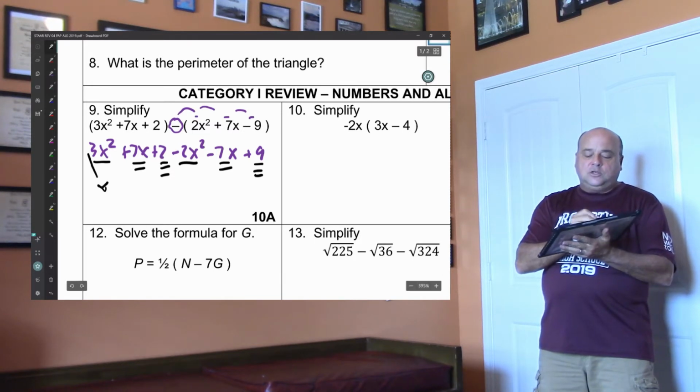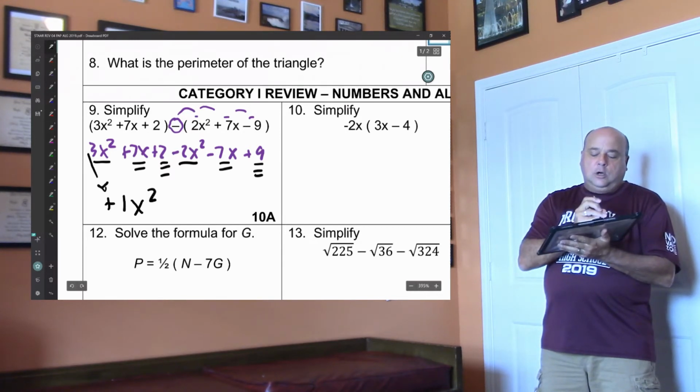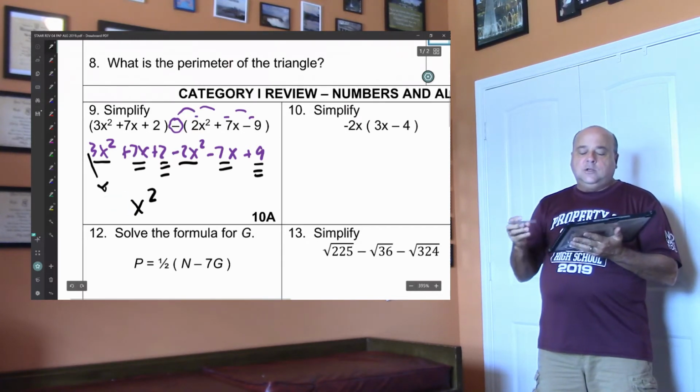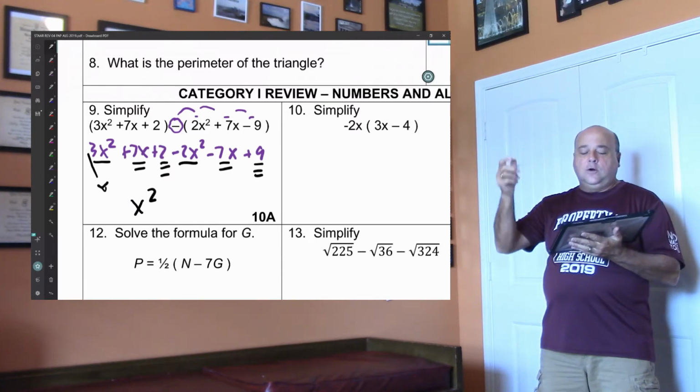The 3 is larger, the plus drops. 3 minus 2 is 1, and the letter is x, the exponent's 2. You don't need the plus 1, do you? So this is just x squared. Then go to the next one.